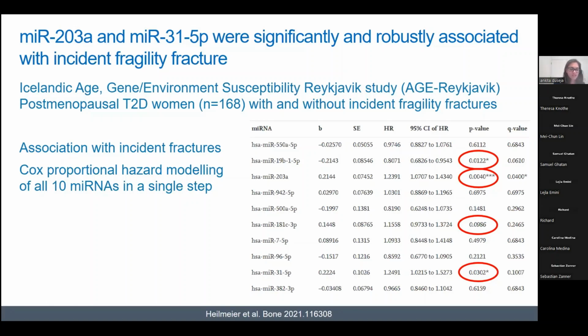So in order to identify this, they performed a Cox regression analysis of all these 10 microRNAs together. And based on the regression coefficient and the p-values registered with the model that was used for the study, they found microRNA 1915P, 203A, 315P, and 181C to be more significantly associated and promising microRNAs for incident fracture identification.